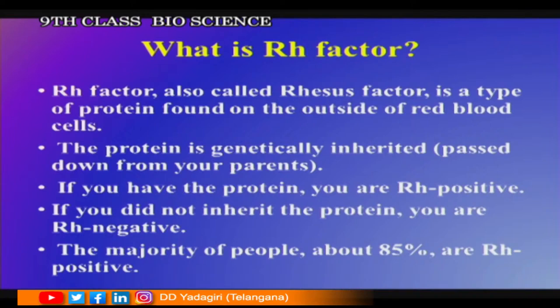It is a type of protein. Where is it present? It is present on the red blood cells. We get it from our parents. If you have it, then it is RH positive. If you do not have it, then it is RH negative. Almost 85% of people have RH factors.